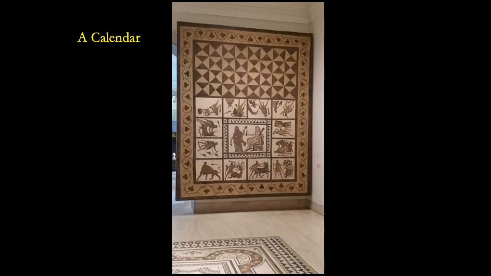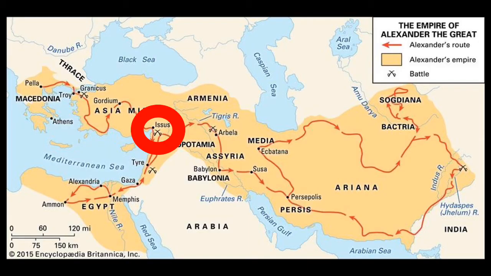Now, all this build-up gets us to a really important mosaic at Pompeii, and it's very important for reasons I'll explain in a moment. First of all, it's a representation of Alexander's victory against Darius III at Issus.